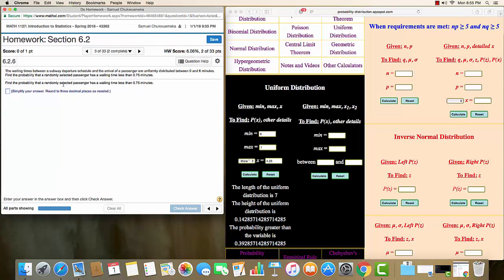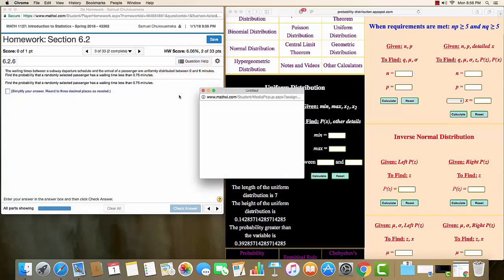The next question, question 3. The waiting times between a subway departure schedule and the arrival of a passenger are uniformly distributed between 0 and 6 minutes. Find the probability that a randomly selected passenger has a waiting time less than 0.75 minutes. So let's do this one with StatCrunch. You go to question help, go to StatCrunch.